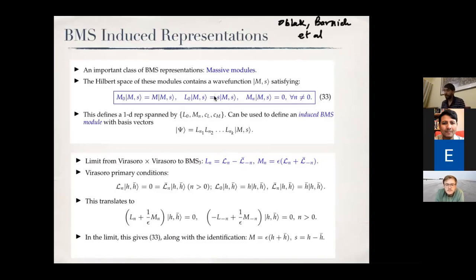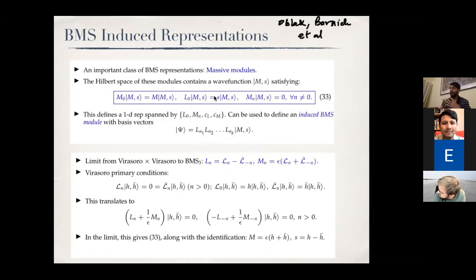Okay. So there is a very important class of BMS representations called massive modules. So the Hilbert space of these modules contains a wave function that satisfies the following property here. So these are labeled under M0 and L0, and all the Mn's acting on this are equal to 0. Rest of the Mn's. So notice that M pluses and M minuses both acting on it give you 0. This defines this induced module, and here the basis vectors will be given by all of these Ln's acting on the state. Okay, so n's can be both plus and minus.